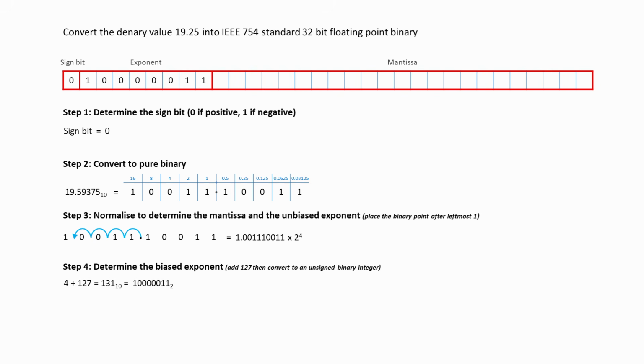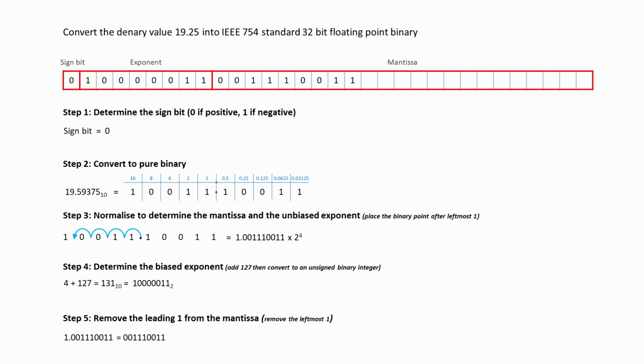In step 4, you need to calculate the biased exponent. If you're simply following a recipe, all you'll need to do is add 127 to the value. In this case, you'll get 131, and then convert that into an 8-bit unsigned binary integer. I'll explain the principle and reasoning behind the biased exponent in just a moment, but for now, let's finish off this conversion. The final step is to remove the leading 1 from the mantissa.